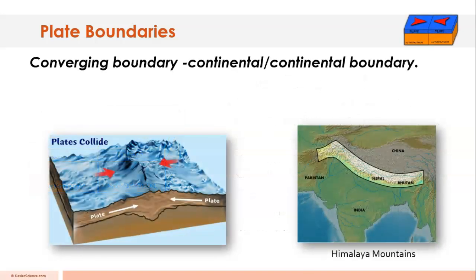So we'll start with continent to continent. So a continental to continental boundary where you have 2 continental plates that are colliding with one another. You can see in the map over here to the right, here is India, here is China.